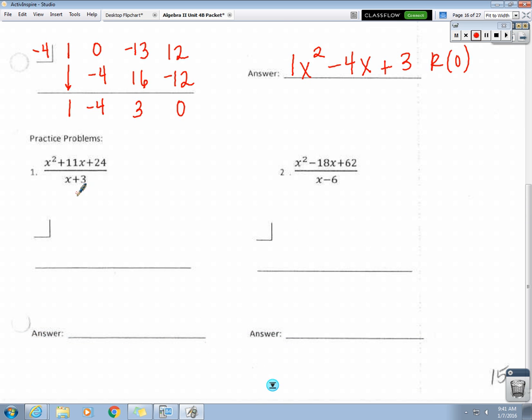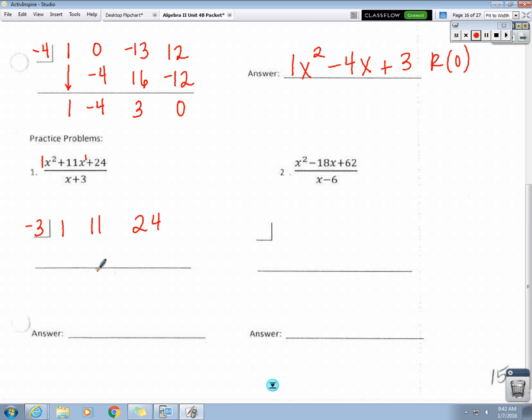For practice problem number 1, what would I fill in the box? -3. Okay, then what would go right here? What would be the first number? 1, because there's a 1 beside that x squared, then an 11, and then we would put a 24. And there were no missing terms, so there's no need for a 0. It went straight from the x squared term to the x first term to no x at all.